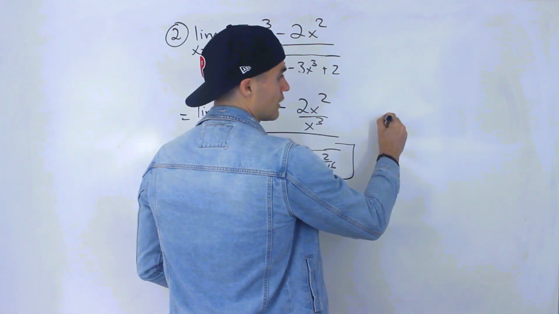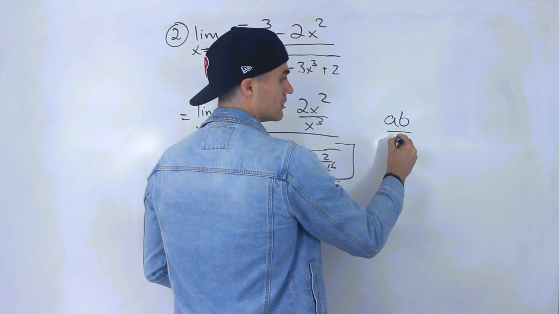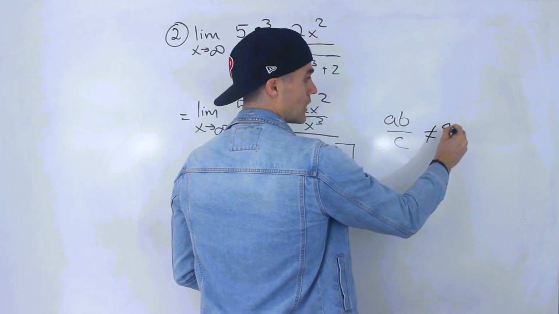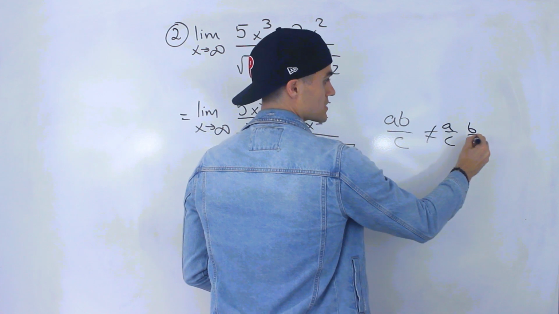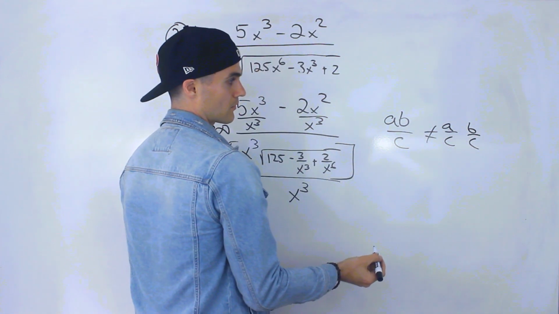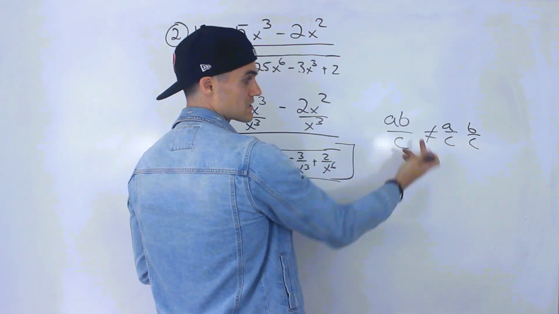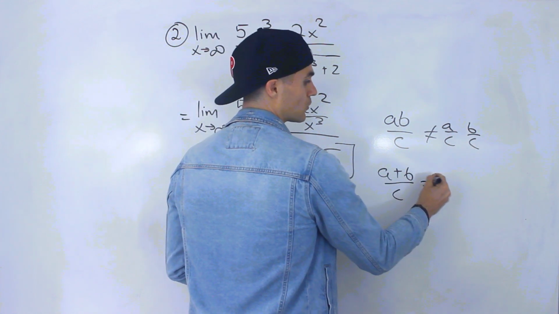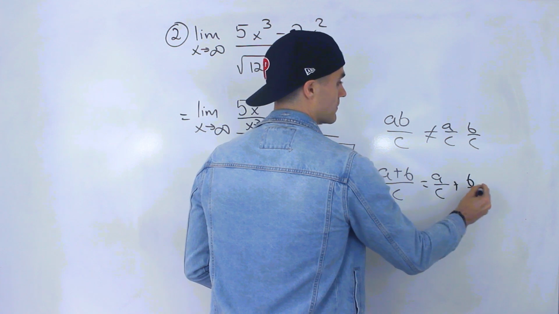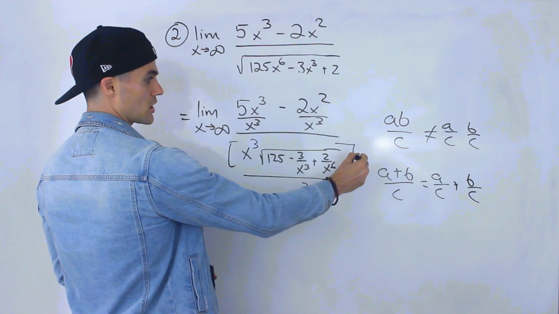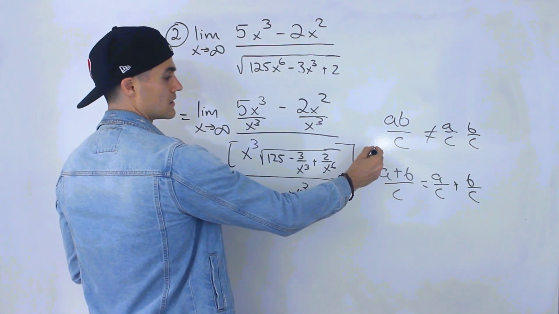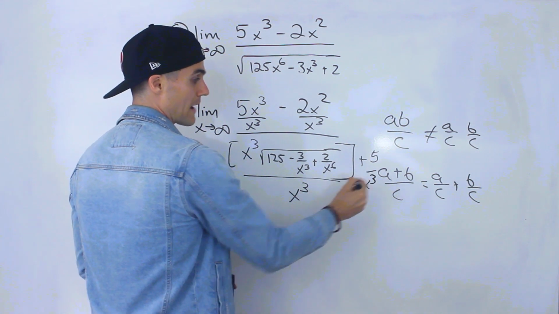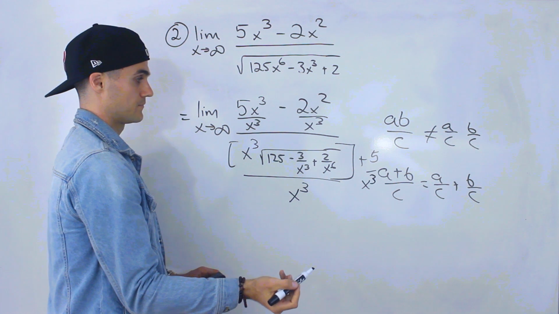So like if you have AB over C, that does not equal A over C times B over C. All right? You got to divide only one of those things by C. But if you had A plus B over C, that would equal A over C plus B over C. So if there was another expression out here, like plus, I don't know, let's say 5, then the 5 would get divided by x to the 3 as well.